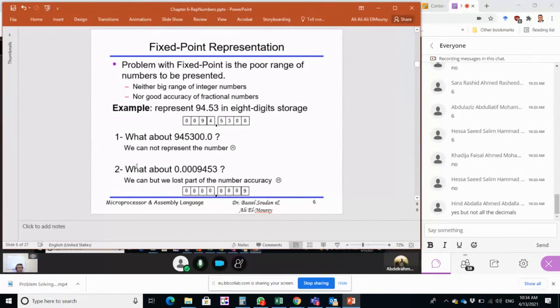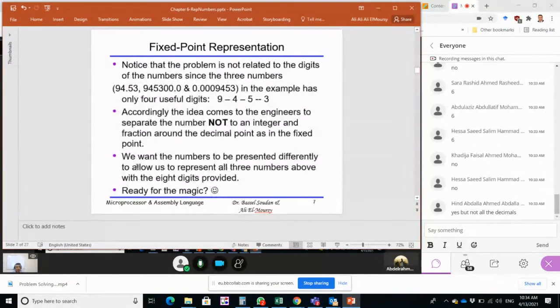This actually motivates changing the representation of real numbers in the computer system from fixed point to what we will be explaining momentarily. Okay? Fixed point representation is a poor representation. Remember something: for the three numbers that we just talked about, the digits of the numbers are only 4.